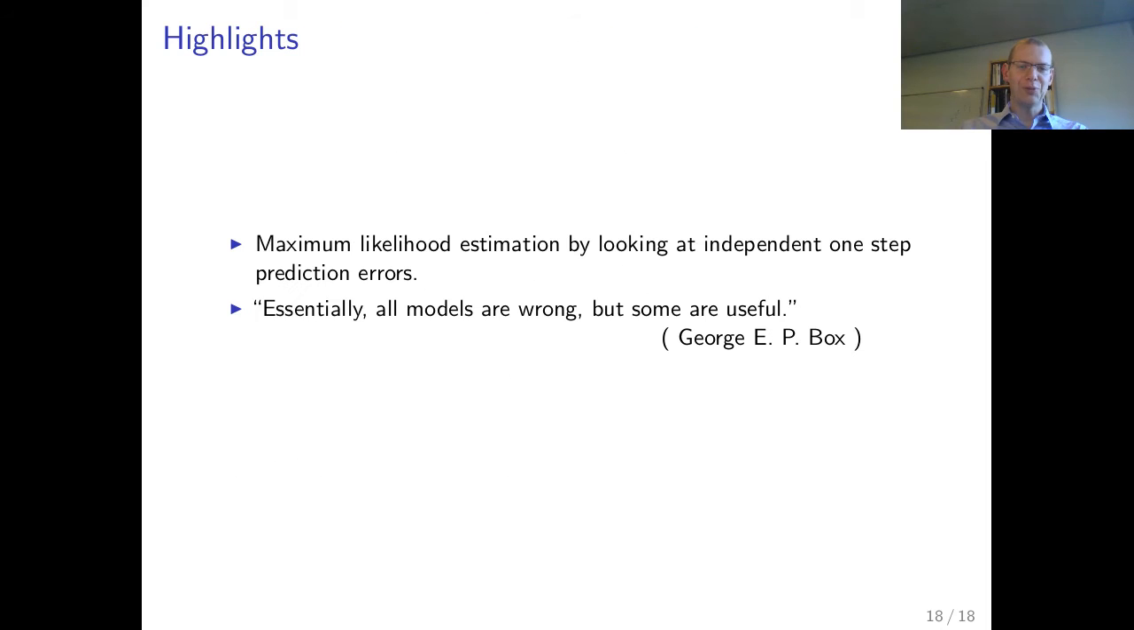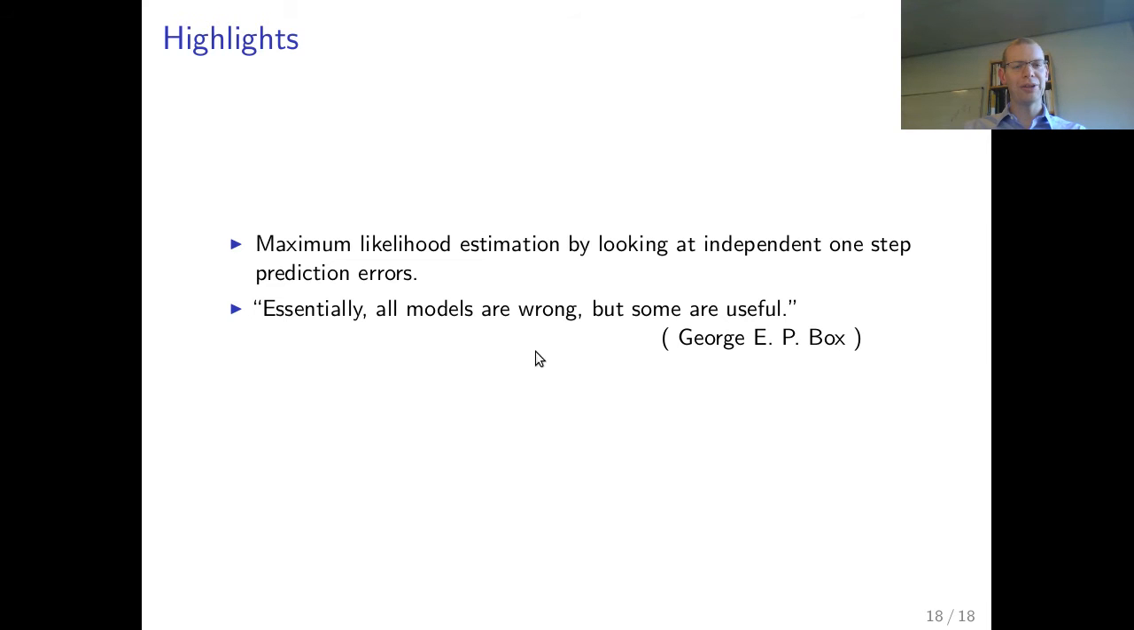So this was a brief introduction to how to estimate things. My highlight is basically to say maximum likelihood is the one thing to do, by using one-step prediction errors. It coincides in many cases with the least squares estimator, at least when you do the conditional maximum likelihood estimation.